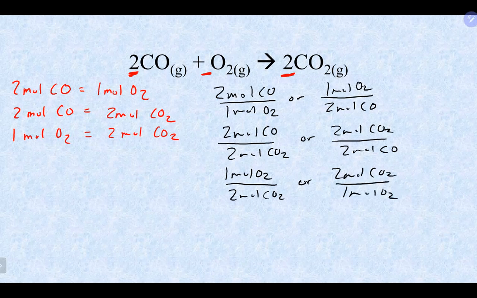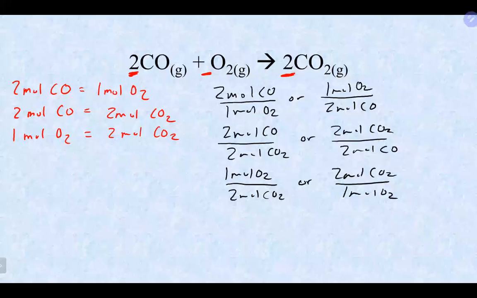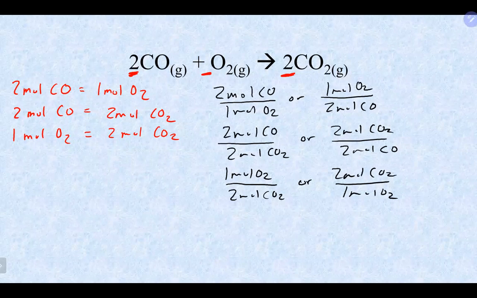So from this one balanced equation, we actually have 6 different conversion factors that we could use in a problem. Just so we're clear, you won't use them all. You obviously will use just the one that you need. But these are all the stoichiometric relationships that you could get from this equation. Any questions on how I got any of those there?